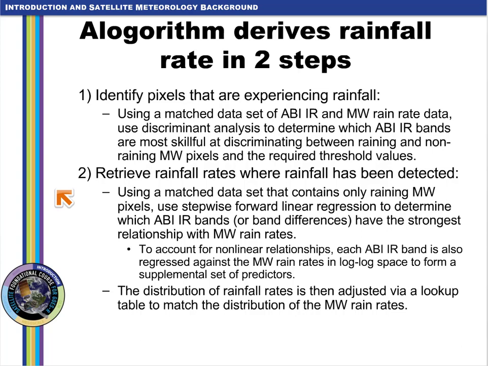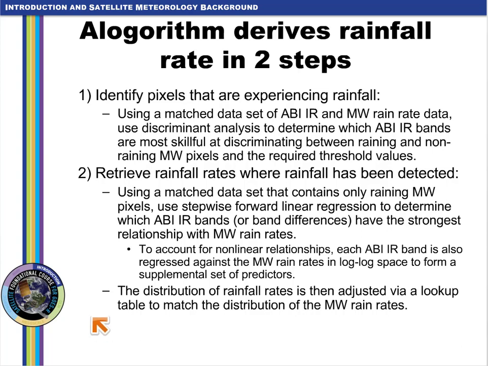This is using a matched data set that contains only raining microwave pixels. It uses a stepwise forward linear regression to determine which ABI-IR bands, or band differences, have the strongest relationship with microwave rain rates. To account for nonlinear relationships, each ABI-IR band is also regressed against the microwave rain rates in log-log space to form a supplemental set of predictors.